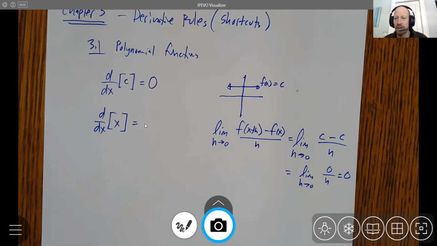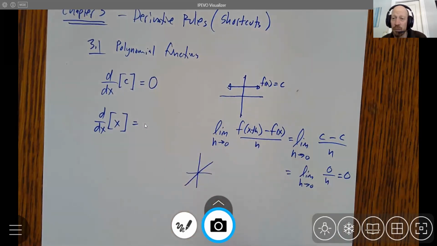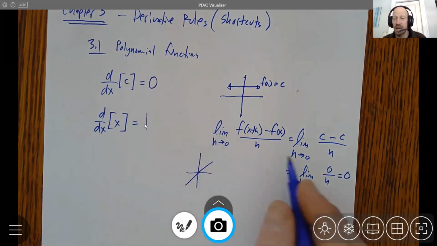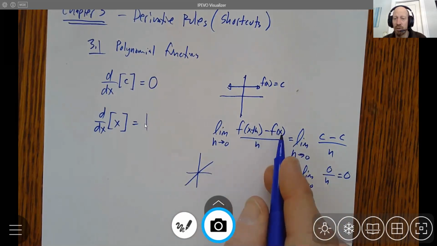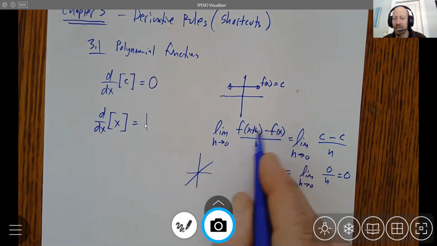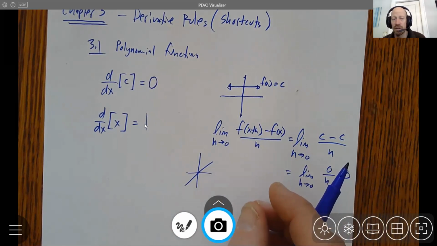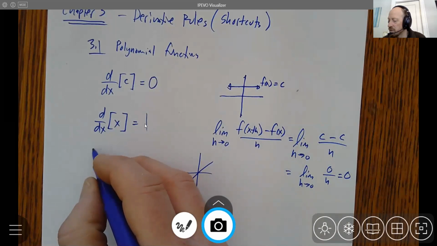It is 1, yes. And again, you could either do this by thinking about the line, right? The function y equals x is a line with a slope of 1, 1x plus 0. Or you could use the definition. It's only a tiny bit more work than this one. You get x plus h minus x, and the x's cancel. h over h, which is 1. Okay, so the derivative of the function x, which is called the identity function, is 1. So those are pretty straightforward.